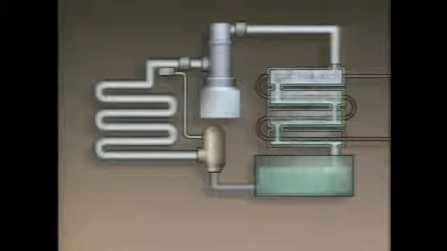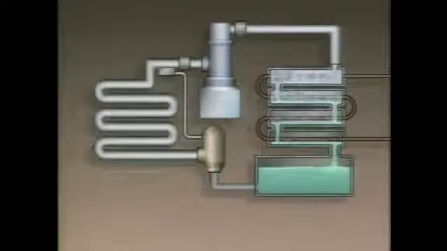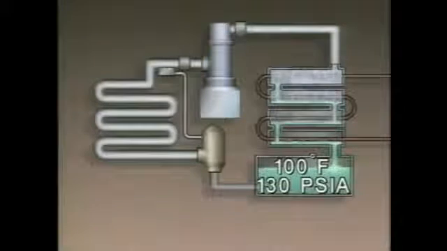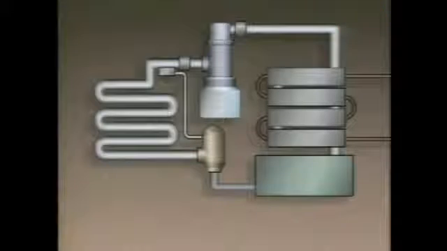The refrigerant flows next into the receiver. Here the refrigerant is at a temperature of about 100 degrees Fahrenheit and a pressure of about 130 psia. From the receiver, the refrigerant flows back to the expansion valve and the cycle continues.